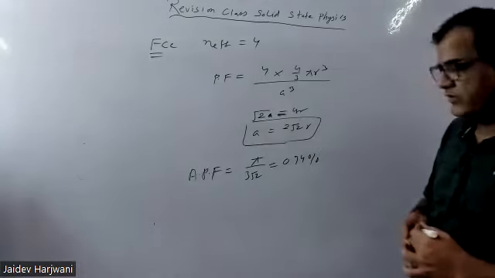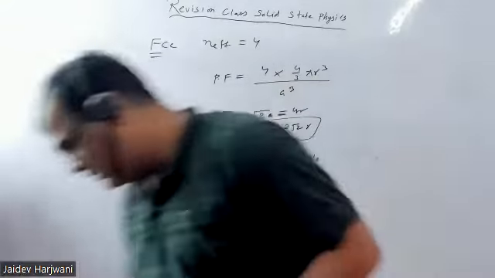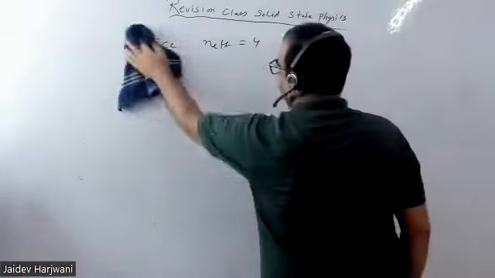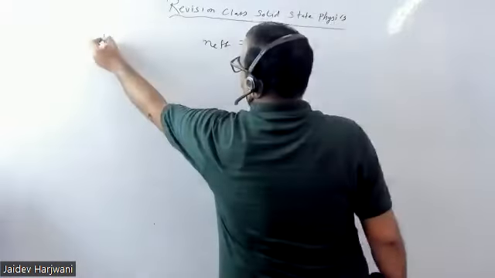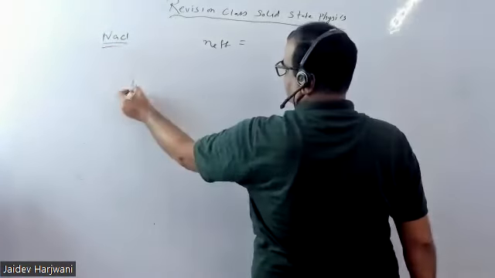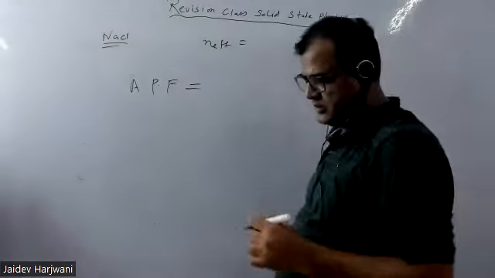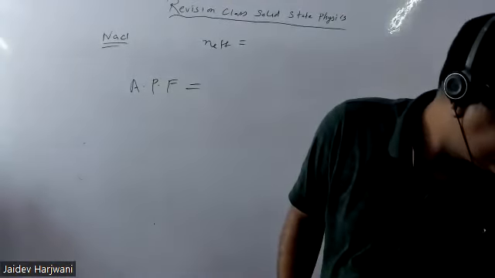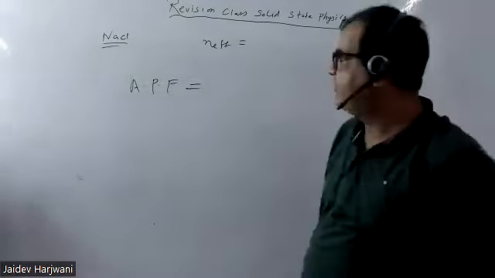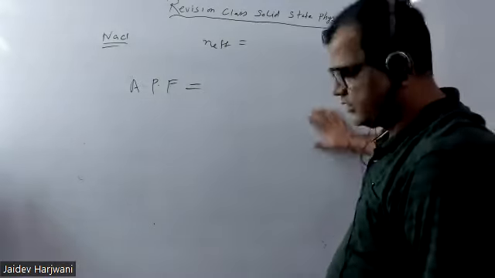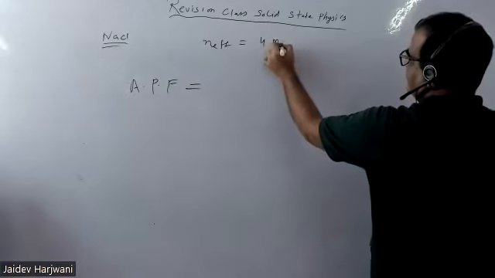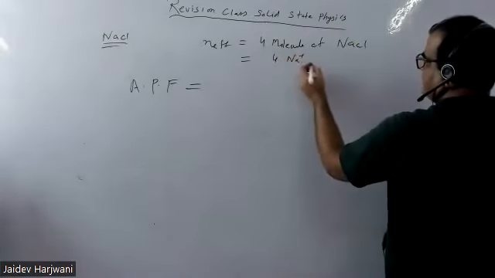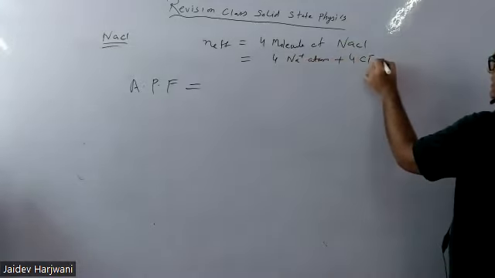Now tell me, what about the NaCl structure? If I take the NaCl structure, what is the N effective for NaCl? So I want to find the atomic packing fraction for NaCl. Can anyone tell me what is the value of N effective? Radhika, what is N effective? 4, sir. 4. Okay, 4 molecules of NaCl, or you can write 4 Na plus atoms plus 4 Cl minus atoms.